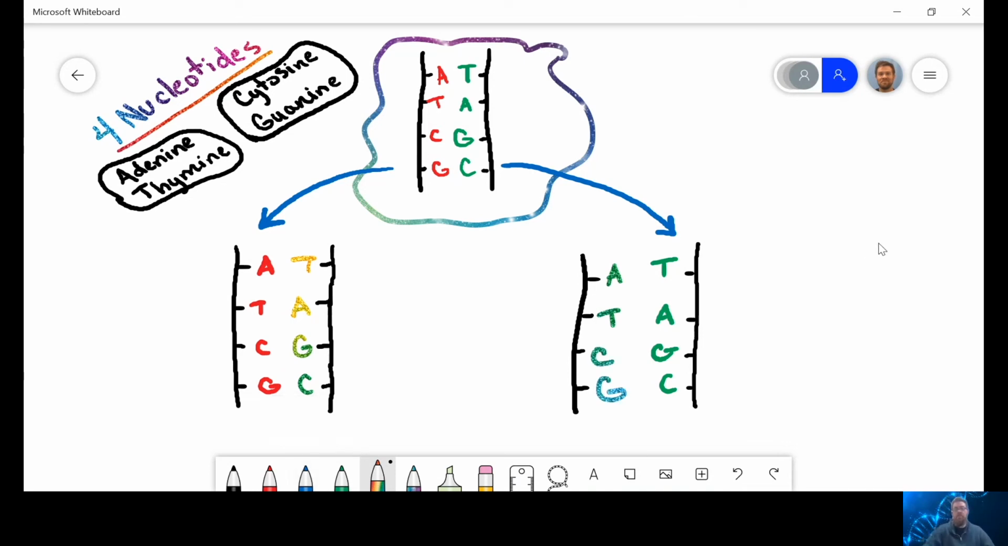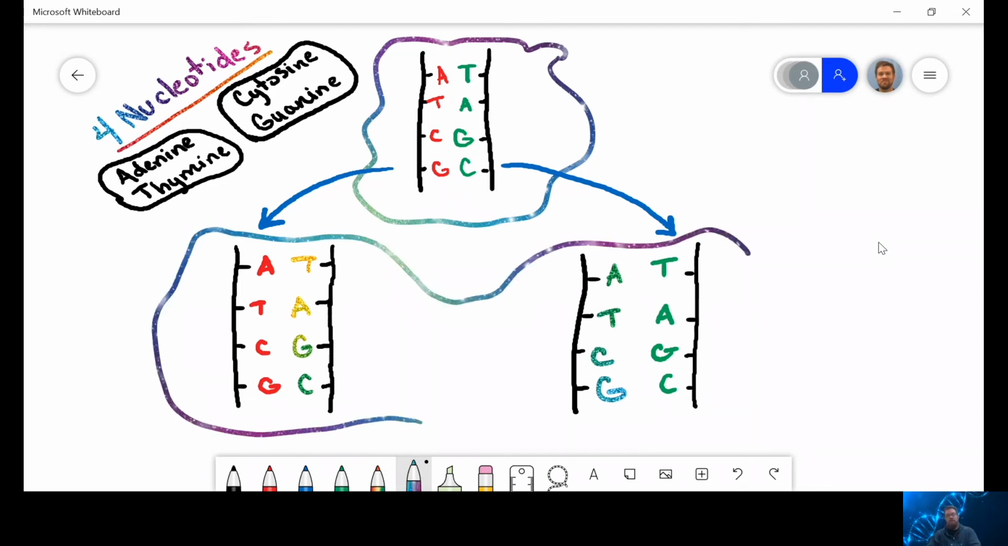Boom. We should have now 2 sets of DNA. And so our original cell that was wanting to pass on its genetics can now pinch in 2 through the phases of mitosis and create 2 identical cells. Aw, how cute. So that's DNA replication.